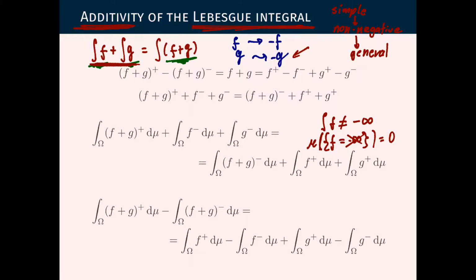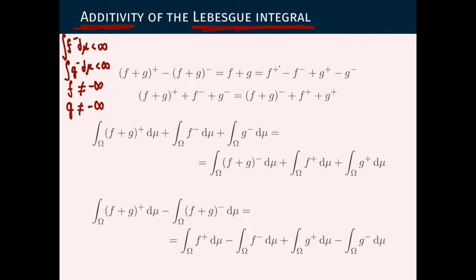So we can assume f is never minus infinity, just by considering a different function, f tilde, such that f tilde equals f almost everywhere, and we just remove the points where it was equal to minus infinity, and consider f tilde instead. So we can assume that f is never minus infinity, and for the same reason, we can assume g is never minus infinity.